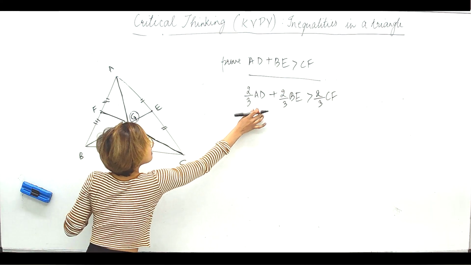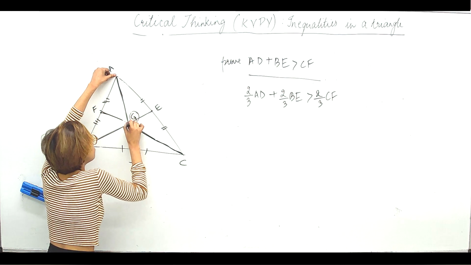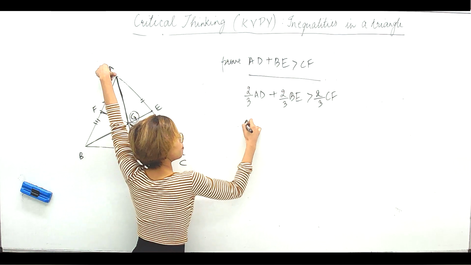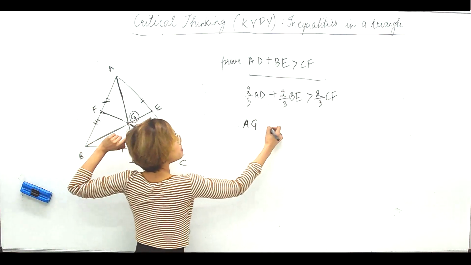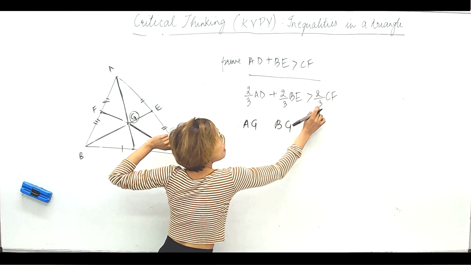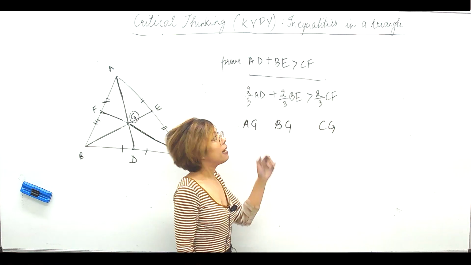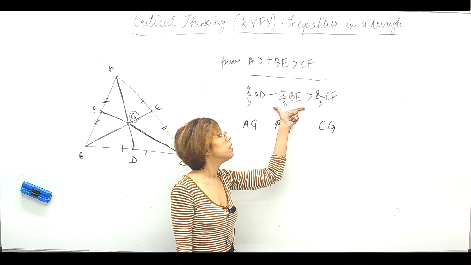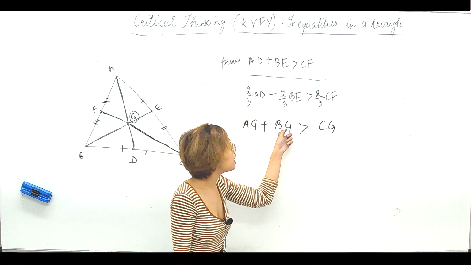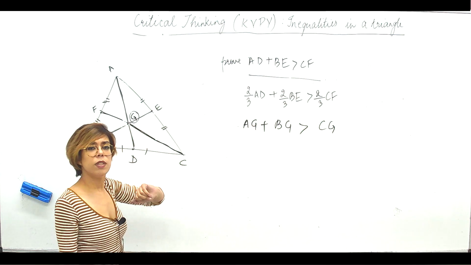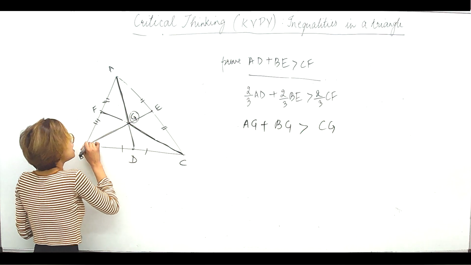Because 2/3 AD is nothing but AG, and 2/3 BE is nothing but BG, and 2/3 CF is nothing but CG. I need to prove this? I'll prove that AG plus BG is greater than CG. What is the advantage? AG plus BG is greater than CG.